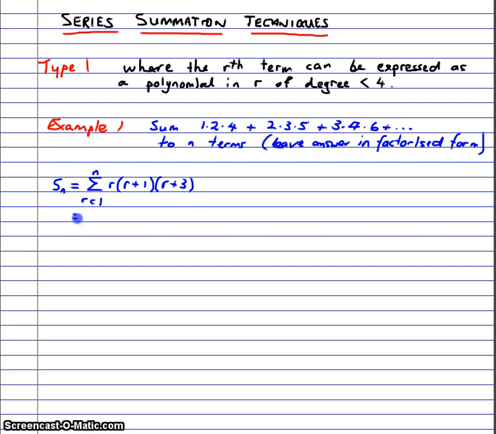Now what we're going to do is expand those brackets so that we have r, we keep the r out front, and we'll just expand the second two factors. So we have r squared plus 4r plus 3. And we'll continue with that.